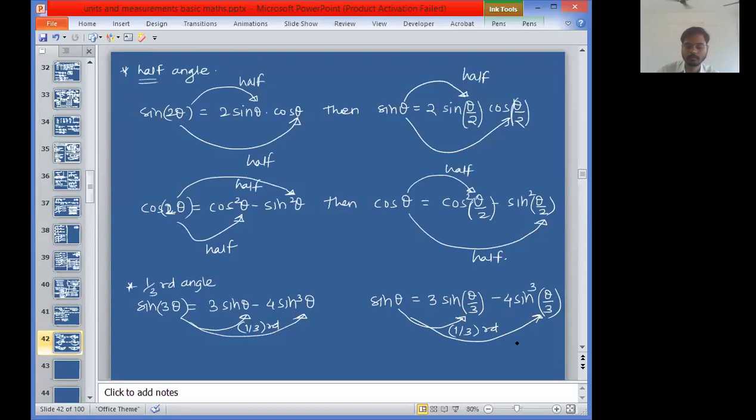Try to understand. Up to this, reply me in the chat box, clear and written. Write down these formulas. So no need to remember half angle formulae, no need to remember 1/3 angle formulae. They can be automatically generated. Just reply me, clear and written. CW. Good.